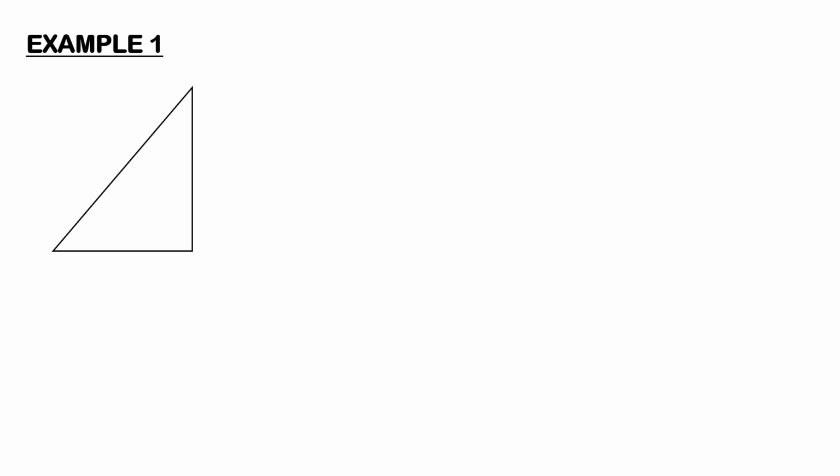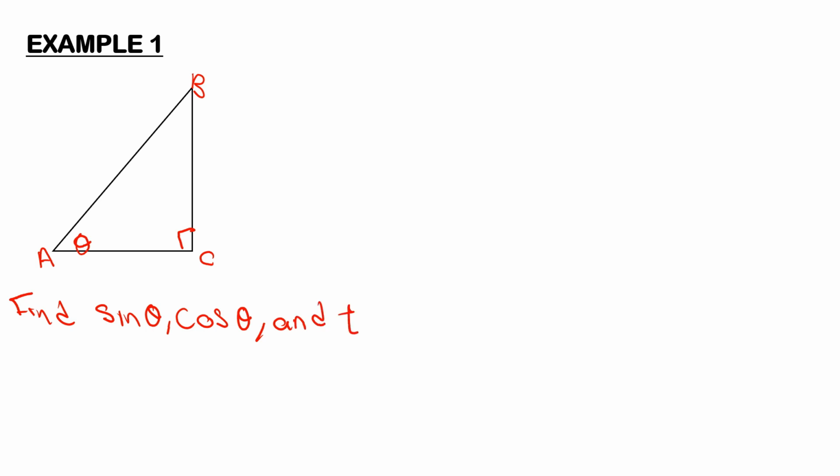Example 1. Let's take a given triangle. Let's say our triangle is triangle A, B, and C, where we have our 90 degrees right there and our theta right here. Then they tell us that we must find sine theta, cos theta, and tan theta.